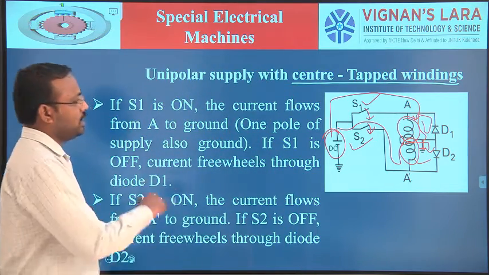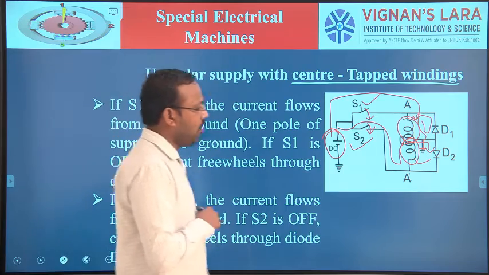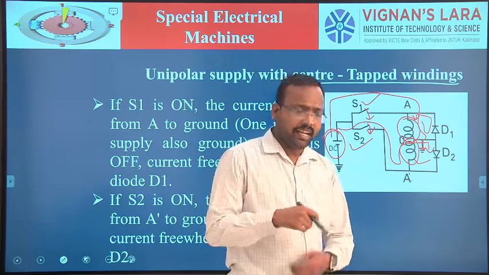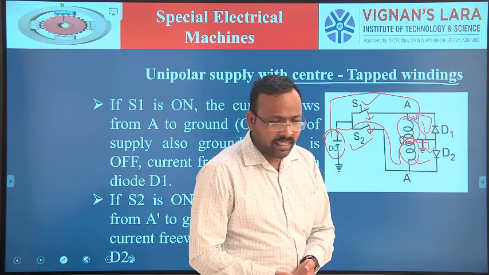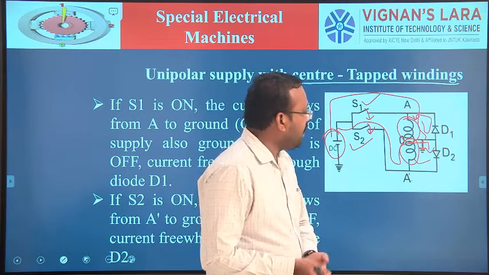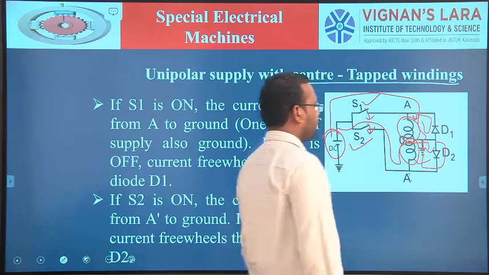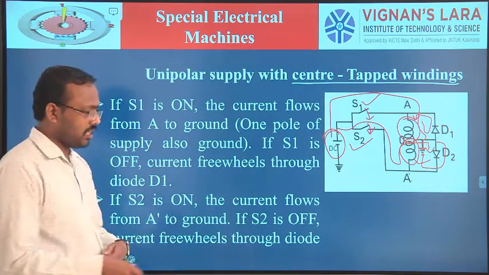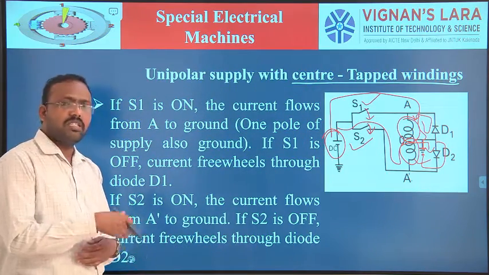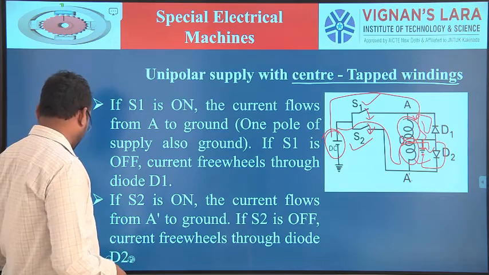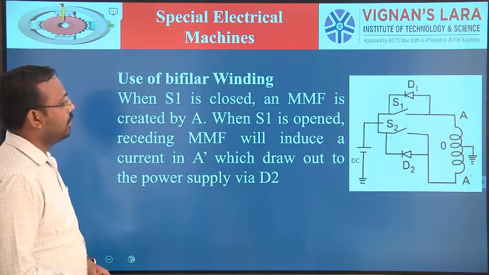Now S2 is off. The energy stored in the inductive windings continues through diode D2. So this process is continuous for the operation.